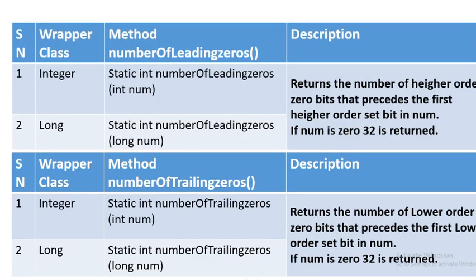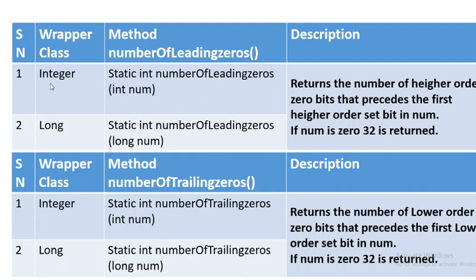Next is numberOfLeadingZeros. This method is available in the Integer and Long classes. This is a static method again. If you are using that with the Integer class, first see the description. Returns the number of higher order 0 bits that precede the first higher order set bit in num. If num is 0, 32 is returned.